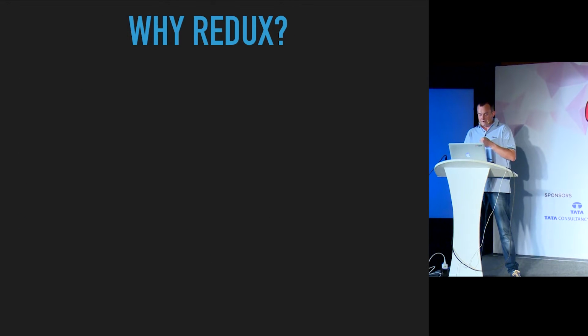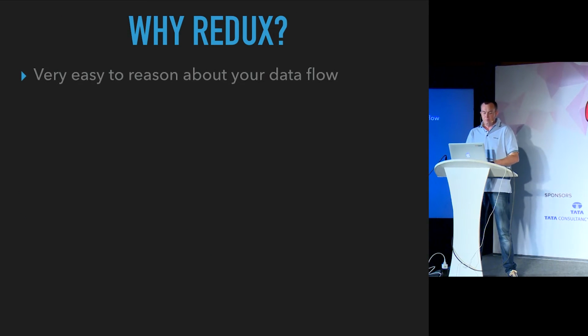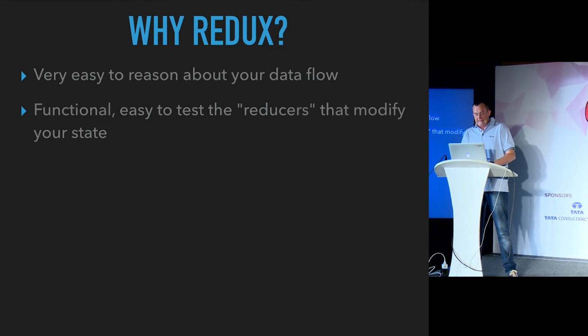So what does this get us? Well, it's very easy to reason about your data flow. And it's functional. It's really, really easy to test the reducers that modify your state because there are no side effects. You don't have to mock up a store or anything else. It's just a function that takes a state and an action, and returns a modified state, or doesn't if it's not supposed to. So that's about the easiest thing to write a unit test for.